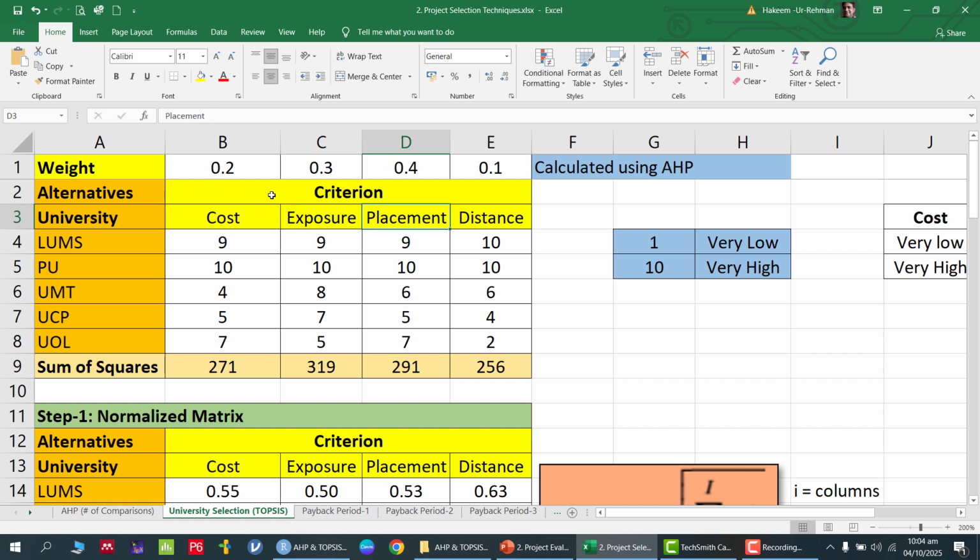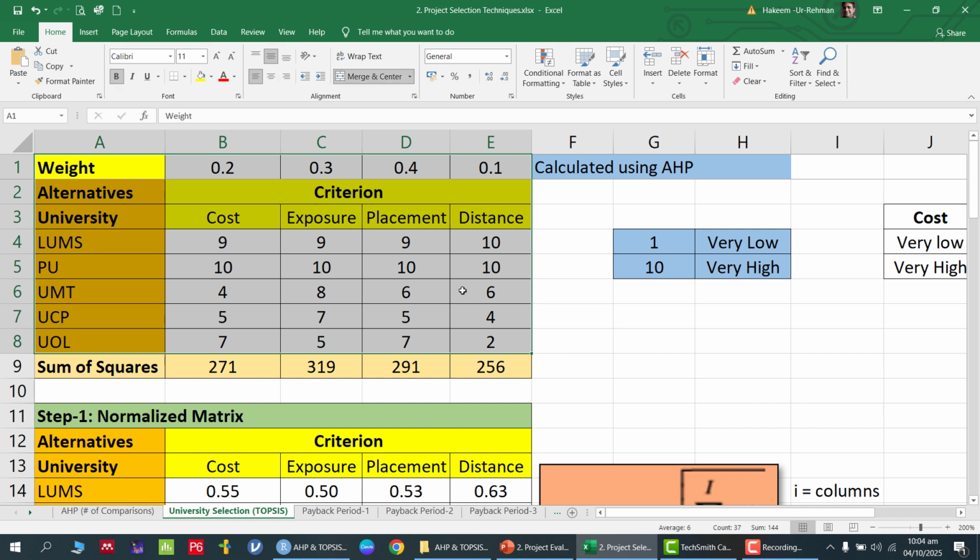For every criterion, we have already calculated the weights by applying AHP or the best worst method, because that is the input for TOPSIS. In order to apply TOPSIS, we must already have this data set.